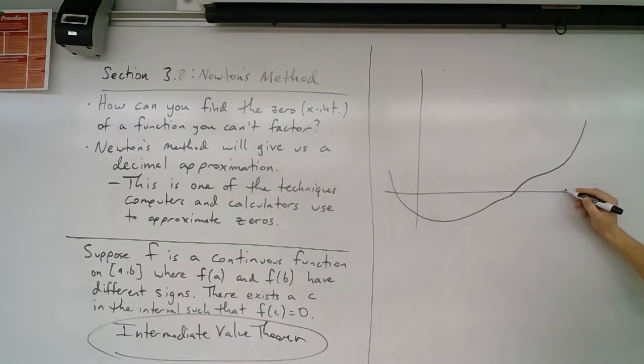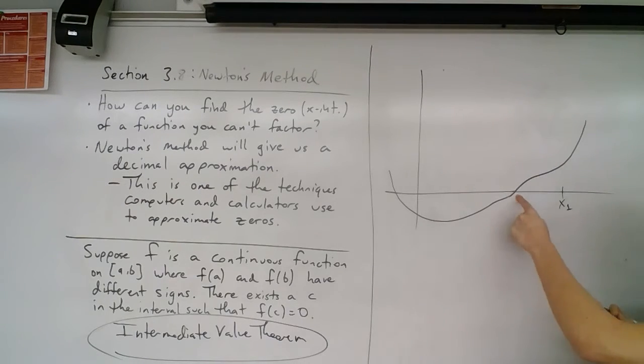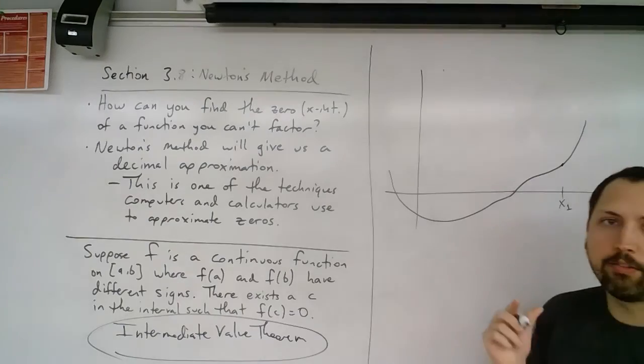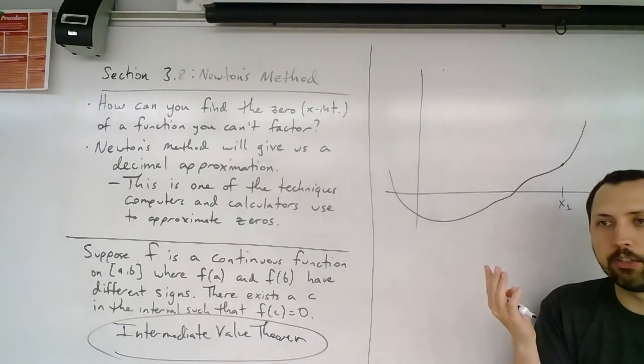Let's say, for instance, I pick this. I'm going to call this x1. This is my first guess, and I'm trying to get to this point. I'm going to guess this is a decent number. So we can figure out what this point is: I can plug this number into my function and figure out what the y value is.